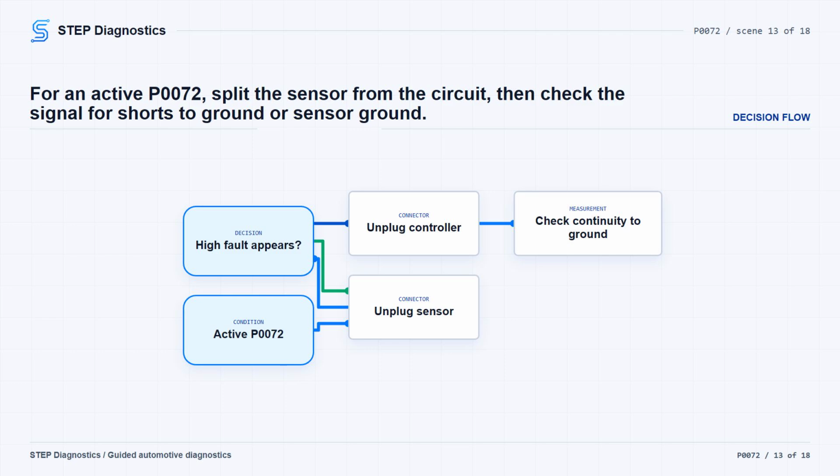If the signal circuit is not shorted, check all connectors in the system for pushed out, spread, corroded, or dirty terminals before condemning the controller. If the connectors and circuit all check good, controller replacement is supported by this diagnostic path.